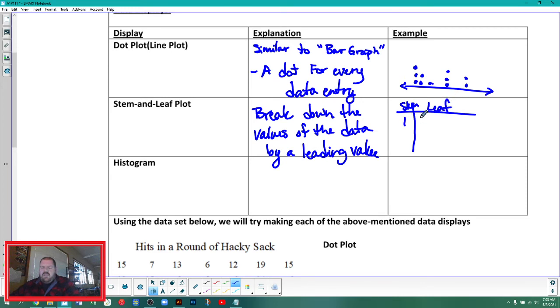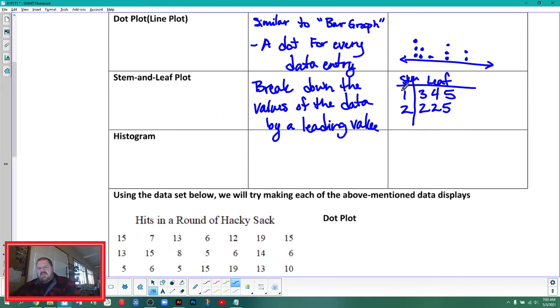If you've got 1, 3, 4, and 5, and then 2, 2, 2, 5, that would mean that our data set would look like 13, 14, 15, 22, 22, 25. So you've got that breakdown of what goes in front and behind, what is considered to be the stem and what is considered to be the leaf. Usually there's some kind of a legend that goes along with stem and leaf plots if there needs to be.